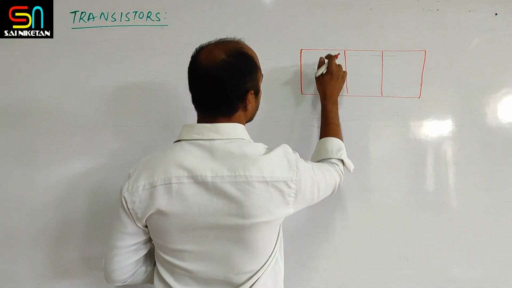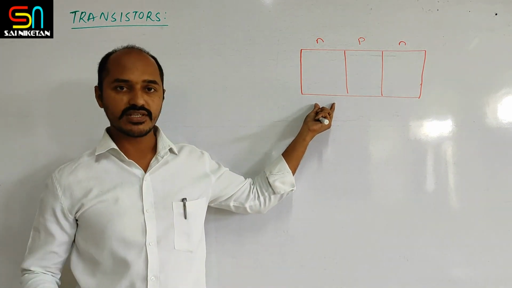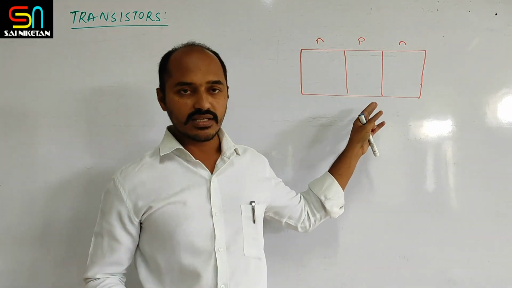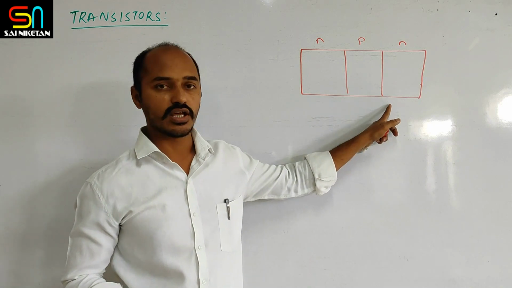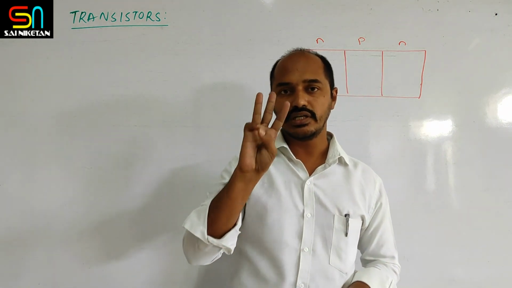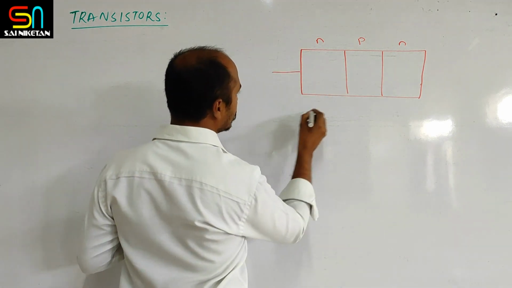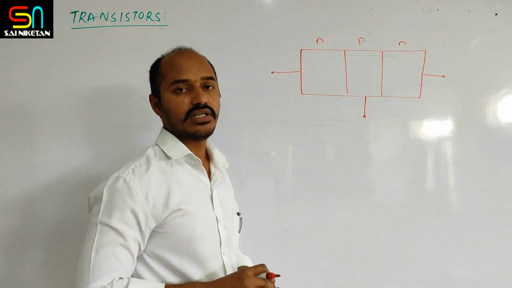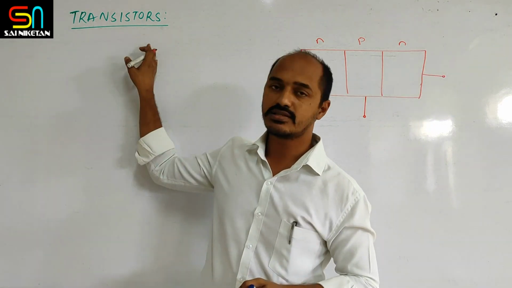Let me say these regions are N, P and N. I am just taking an example. So three regions are doped, like here N-type semiconductor, here P-type semiconductor, and here N-type semiconductor. So in the transistor, three doped regions are there, and two junctions are there. If you connect a terminal, one terminal here, another terminal here, and another terminal here, it is a two junction, three terminal device. That is what the transistor is.